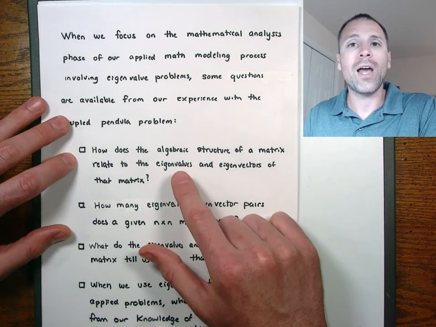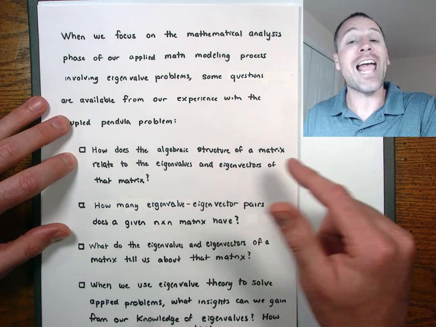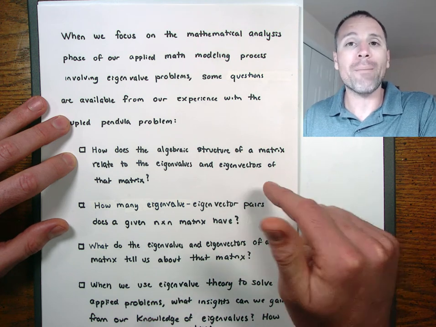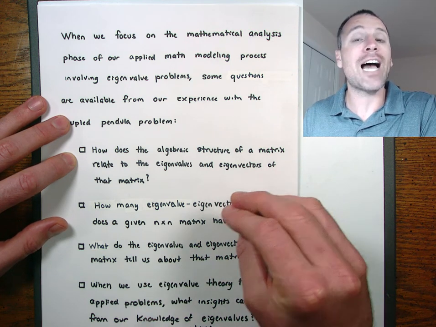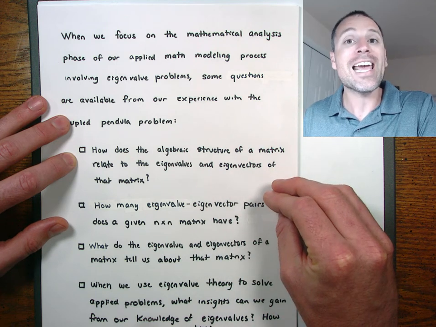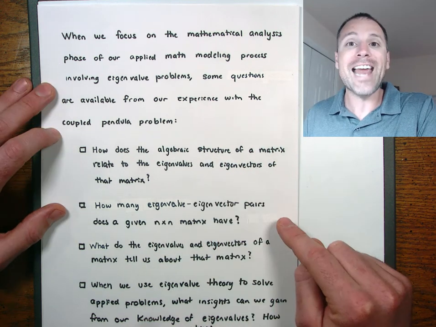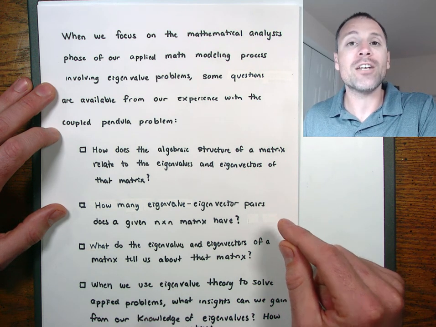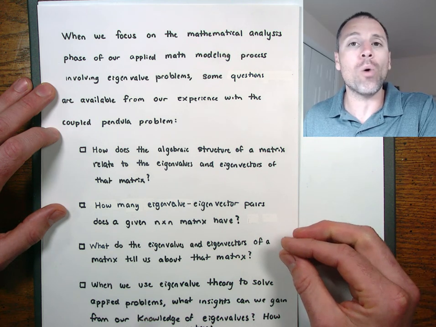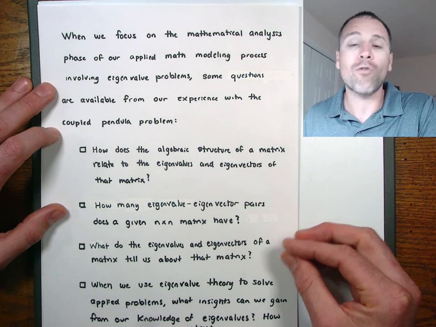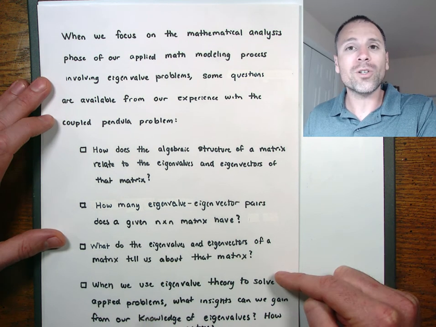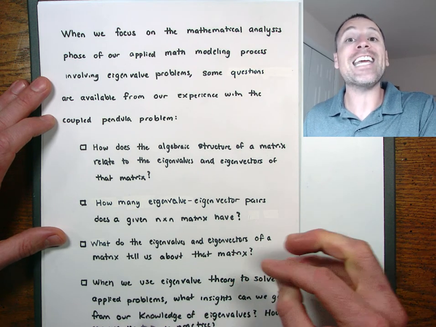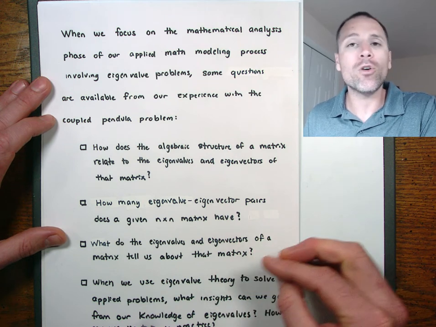Some of those questions include: how does the algebraic structure of an n by n matrix relate to the eigenvalues and eigenvectors for that matrix? Can we get insights into the types of eigenvalues and eigenvectors that arise if we know information about the matrix itself? Next, we might wonder, if we are given a matrix, how many eigenvalues and eigenvectors does that matrix have? Is it guaranteed that we'll always have a full set of eigenvalues and eigenvectors for any matrix that we encounter in practice? We're also going to explore what the connections are between the eigenvalue and eigenvector pairs and information encoded in that matrix. How are those things related to each other?